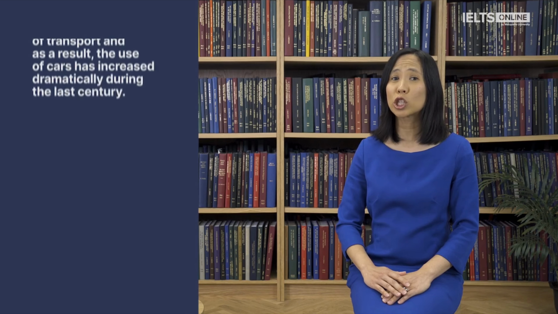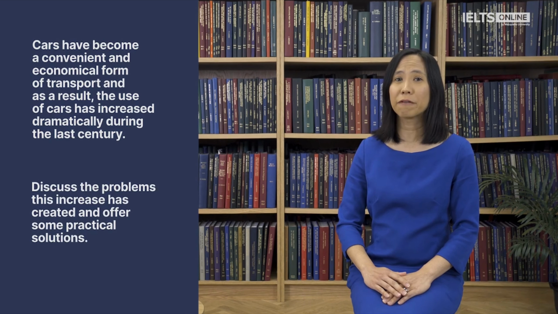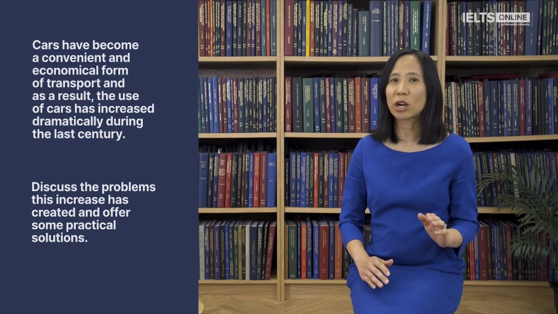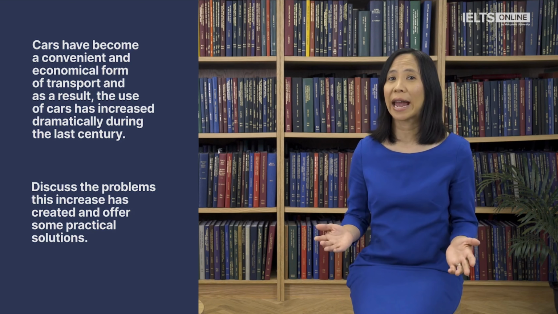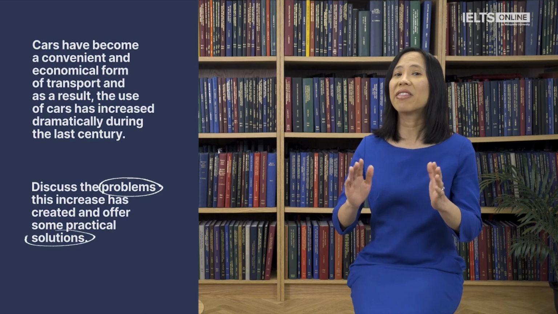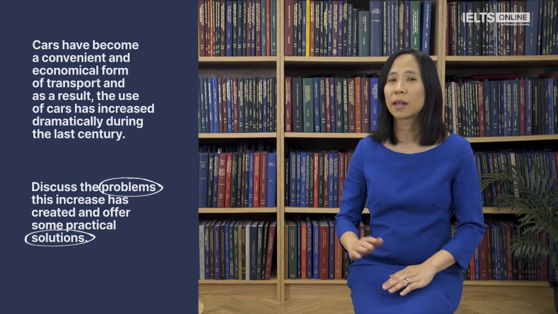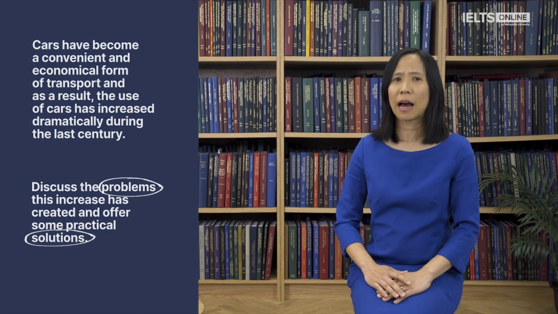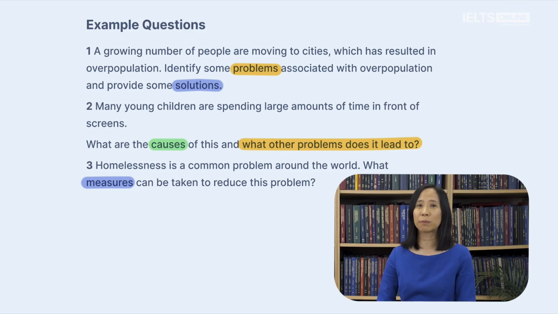Questions about a problem will usually ask you to write about the causes, effects, or solutions of a particular problem, or a combination of these. Here is an example question. There is a statement, and then an instruction to discuss the problem this has created and then offer some practical solutions. This means you need to write about the effects of the problem of increased cars and then provide some solutions. These can be worded in different ways, and you need to be able to identify exactly what the question is asking you. Look at these examples.